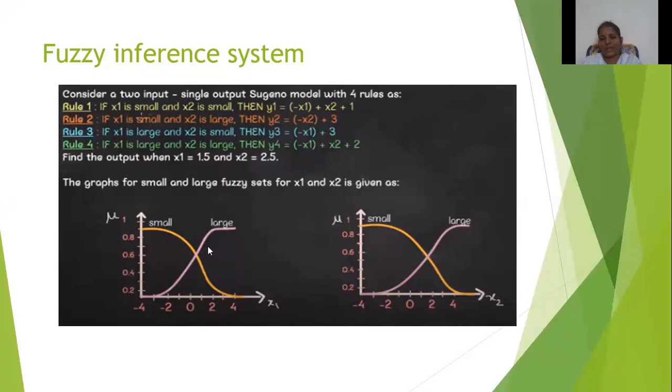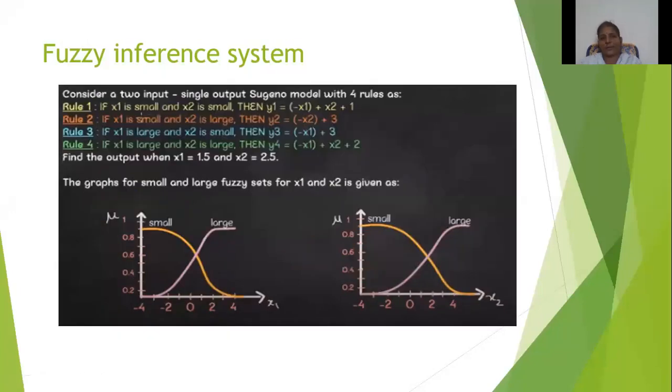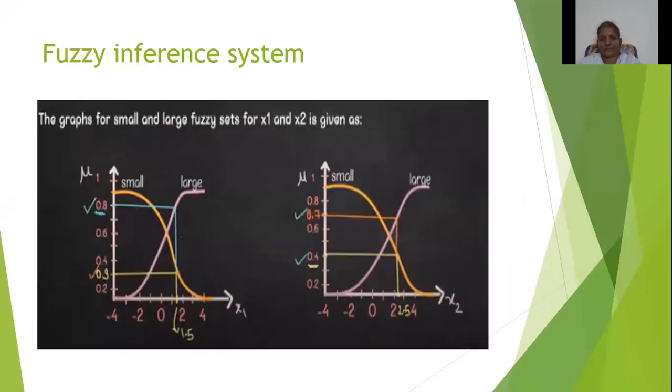Okay, so here you are marking. Hope you have noted down. So this is the problem given to you. Consider two inputs, single output Sugeno model with 4 rules. The 4 rules are mentioned and you are asked to find the output value when x1 is 1.5 and x2 is 2.5.